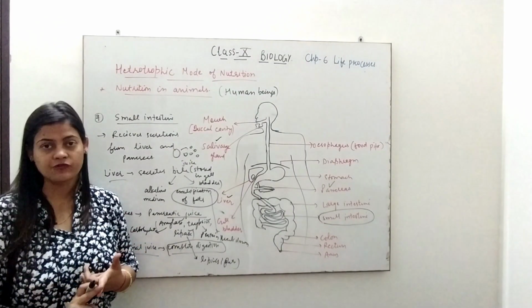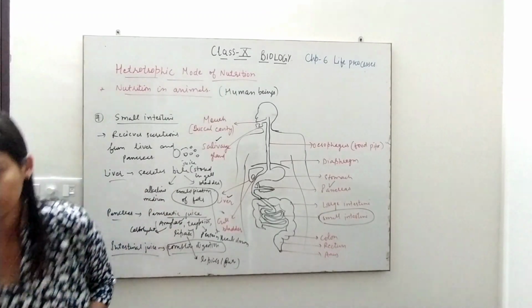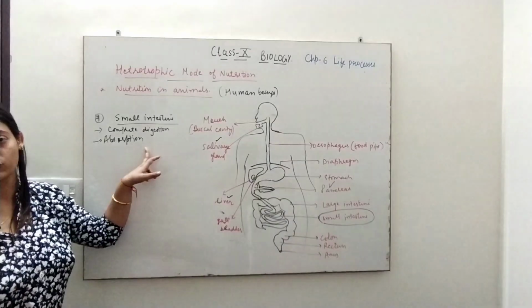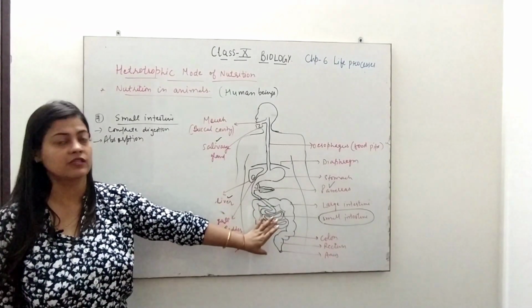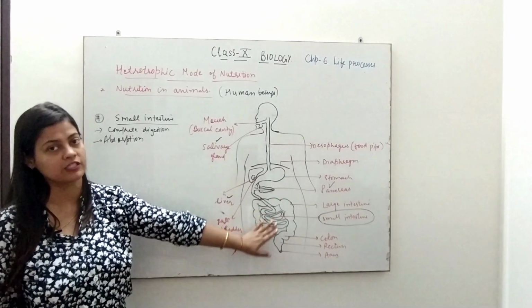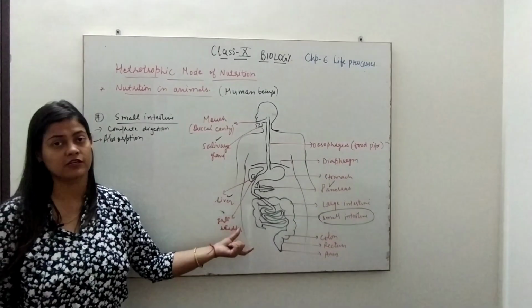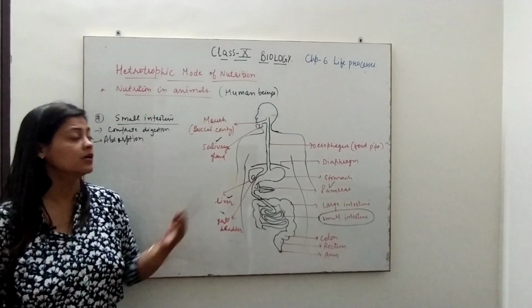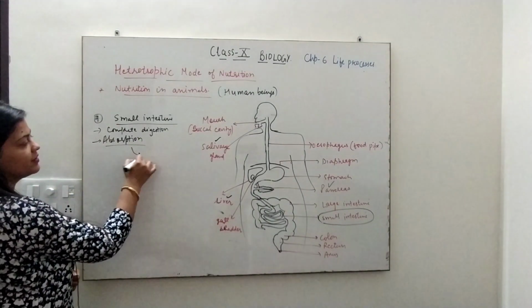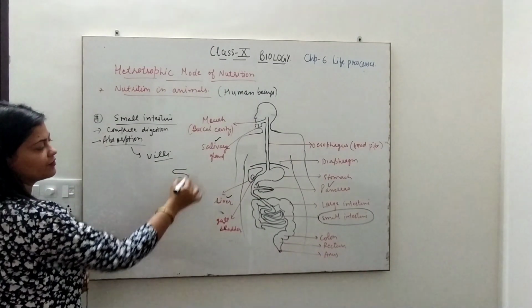Now this was the first function. Second function of small intestine is absorption also. So first function is complete digestion, second function is absorption. After complete digestion, the nutrients released from food will be absorbed in the small intestine, and that is why it has a long tube-like structure, because it requires more surface area so that maximum digestion and maximum absorption can take place. So absorption takes place with the help of villi. Villi are what? These are the outgrowths of the small intestine.